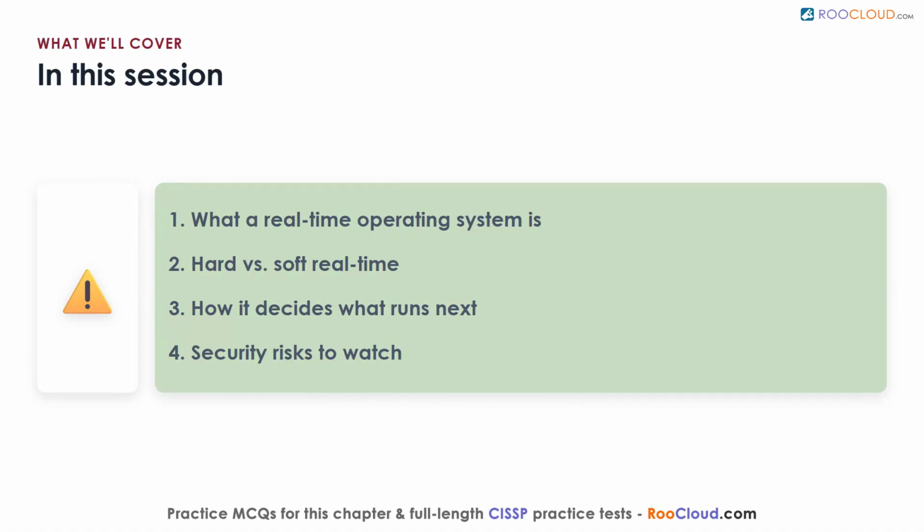We'll answer 4 questions. What is a real-time operating system, and what is it built to do? What is the difference between hard and soft real-time? How does it decide what to run next? And what security risks come with these systems?